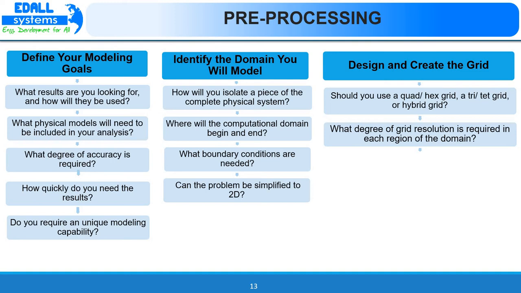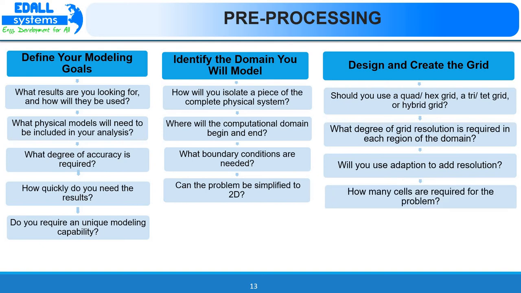What degree of grid resolution is required for each region of the domain? Will you use adaptation to add resolution? How many cells are required to solve the given problem? Do you have sufficient computer memory to run the simulation?